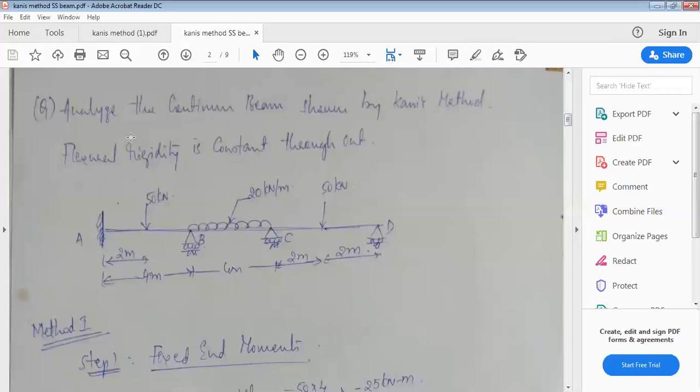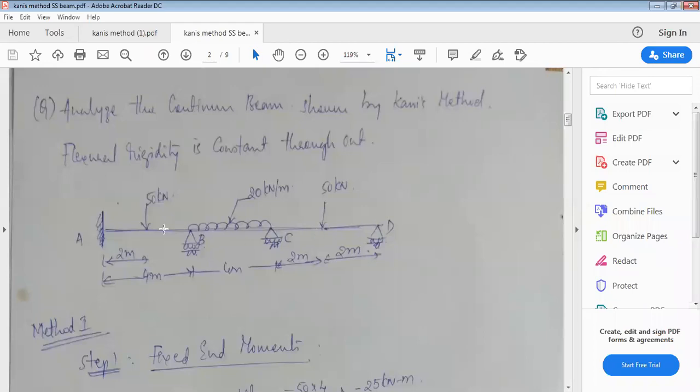Okay, analyze the continuous beam shown by Kani's method. Flexural rigidity, what is this value? What do you mean by flexural rigidity? EI. EI is constant throughout. That means the I value is the same for all the members. What he means to say is that flexural rigidity being constant means the I value is the same for all the members.